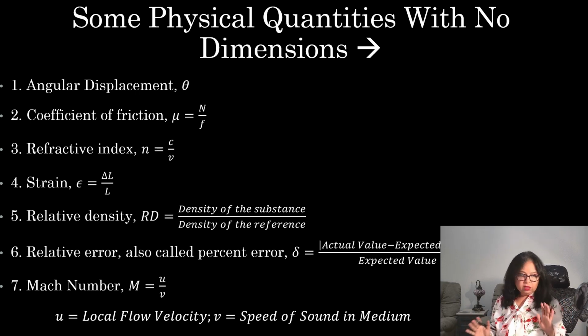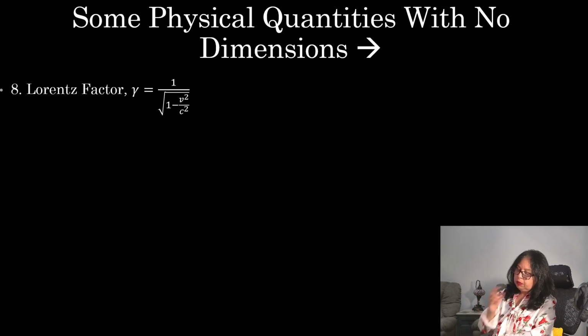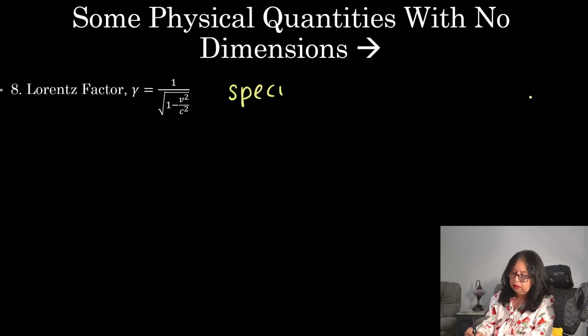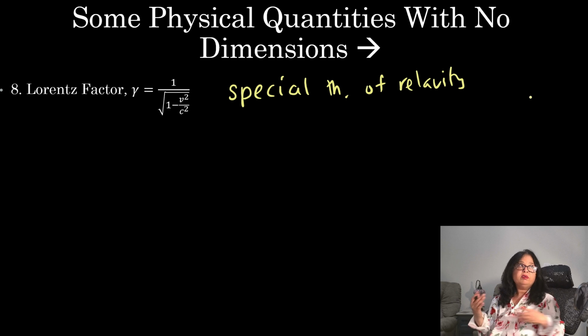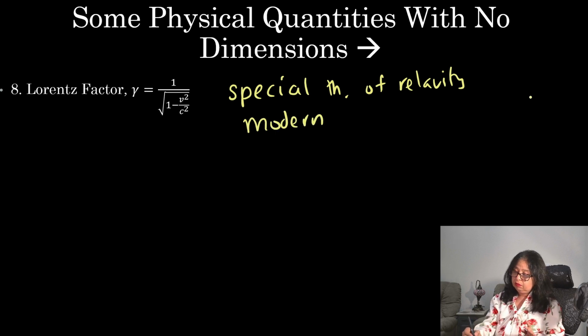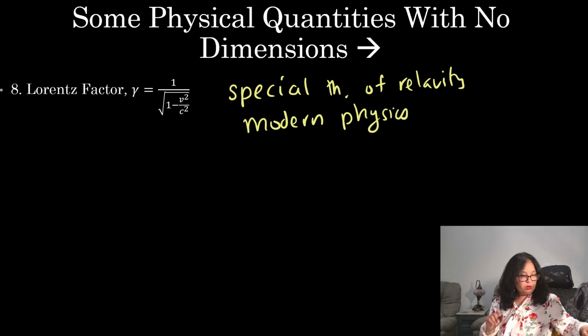Again, we're not going to get into the details of these things, but I just wanted you to have an idea of some of the things that are dimensionless. Lorentz factor. When you work on the special theory of relativity, these are Lorentz equations, Lorentz contraction, and other things. Well, you do this in modern physics. So you will learn about this in modern physics. Very, very cool things here.